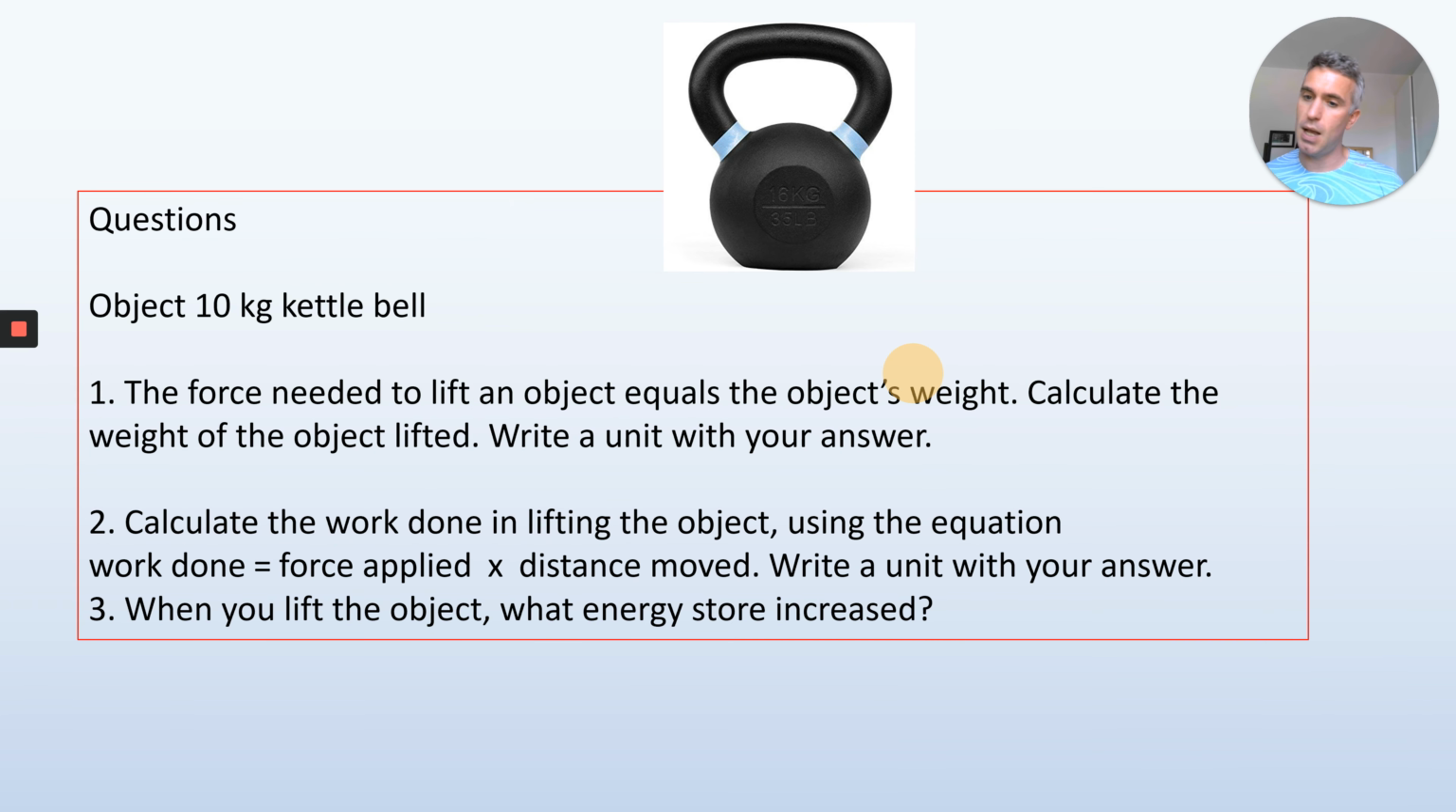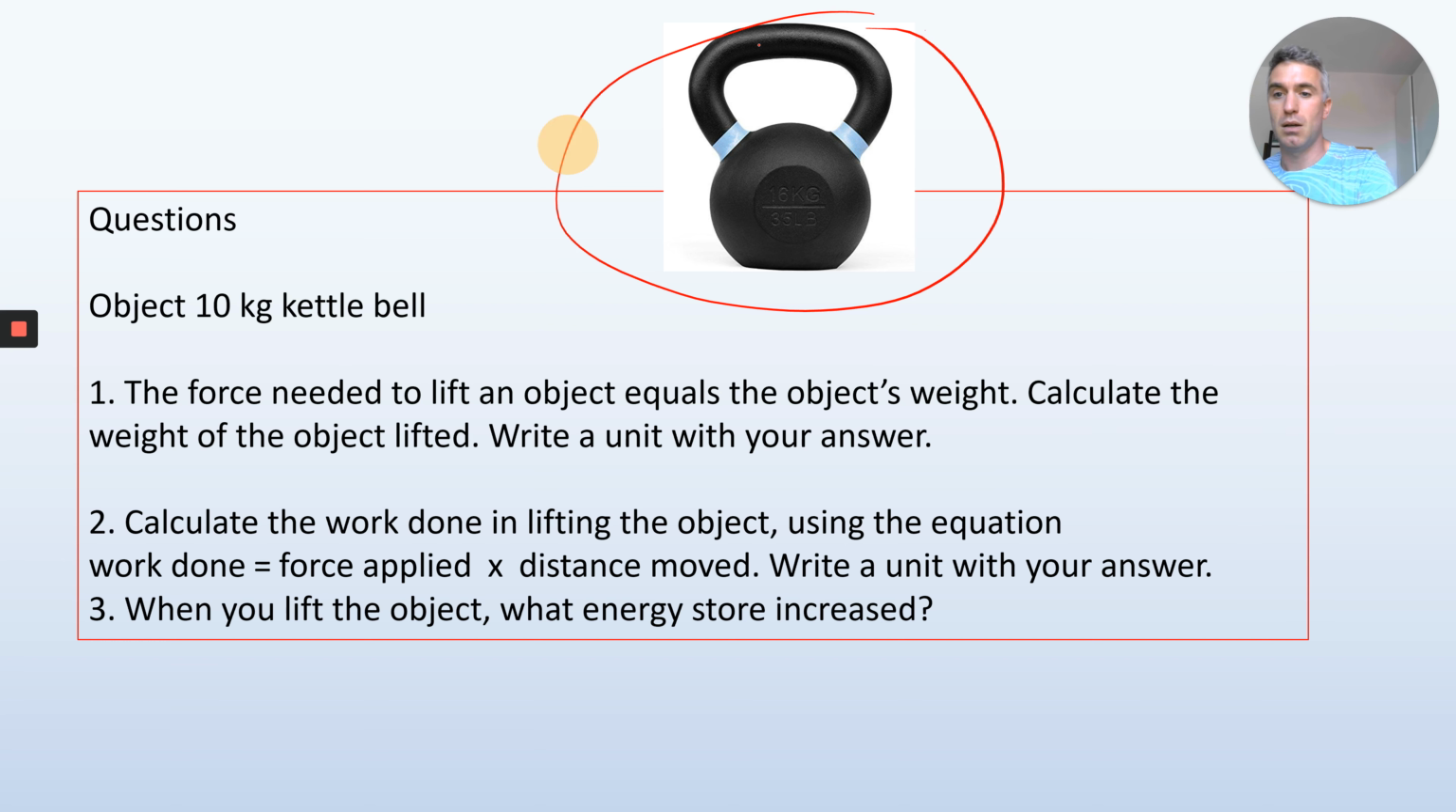Okay, let's have an example or a question. The object is a 10 kilogram kettlebell. I notice actually on the print it says 16, but I've done it 10 to make it simple. The force needed to lift an object equals the object's weight. Calculate the weight of the object lifted. Write the unit with your answer. So basically, what's the weight of this 10 kilogram kettlebell? Remember, weight is a force. It's not the same as mass.